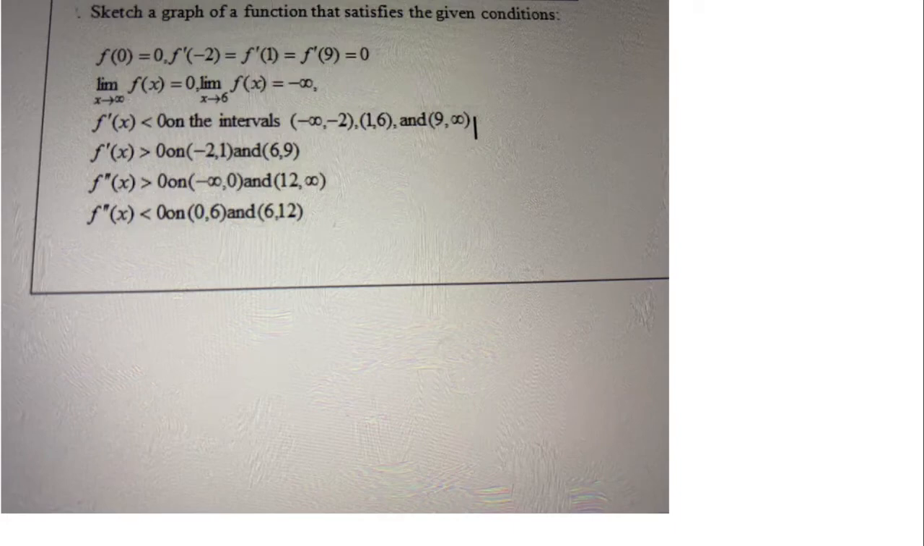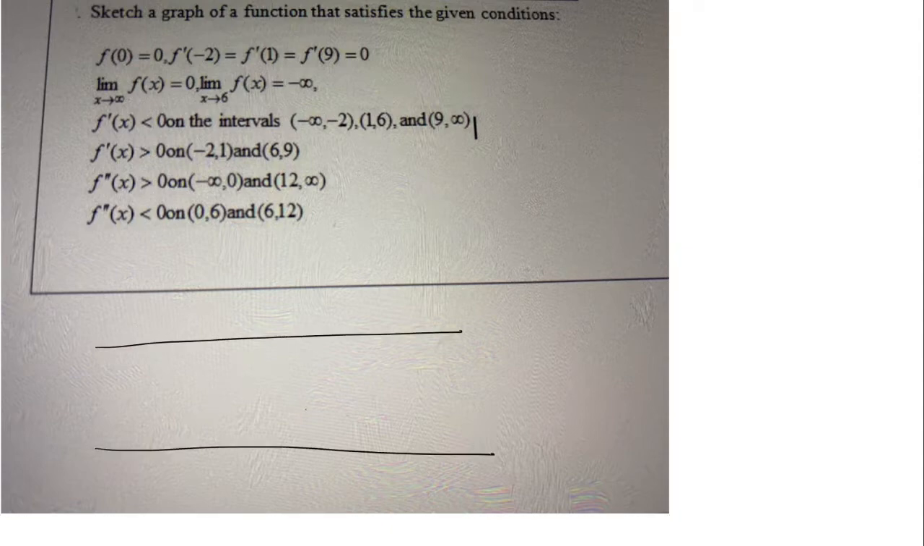I want to sketch a graph of a function that satisfies the given conditions. So the way I'm going to do this is draw out a number line, first derivative and second derivative. And then I'm going to use these facts here.